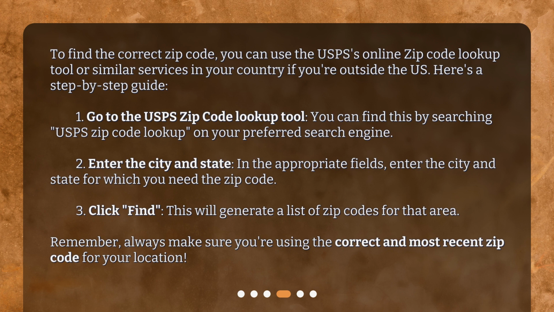2. Enter the city and state. In the appropriate fields, enter the city and state for which you need the zip code. 3. Click Find. This will generate a list of zip codes for that area. Remember, always make sure you're using the correct and most recent zip code for your location.